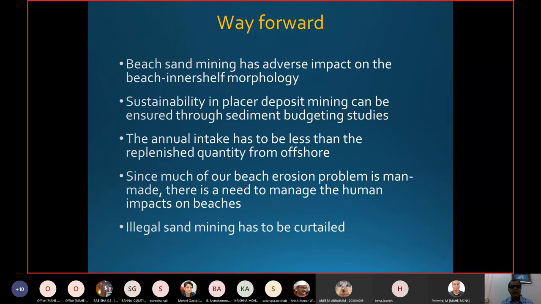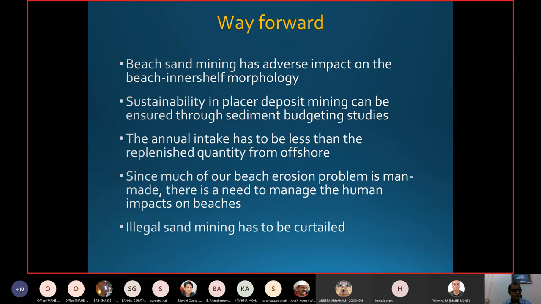Sustainability in placer deposit mining can be ensured through sediment budgeting studies, as I said earlier. The annual intake has to be less than the replenished quantity from the offshore. Once again, I stress here, the annual intake has to be less than the replenished quantity from the offshore. I think this is a very clear message. I don't want to explain that.